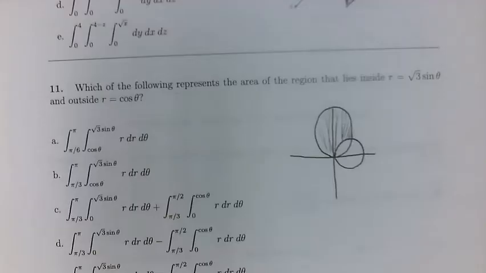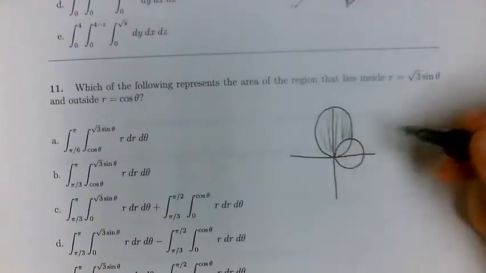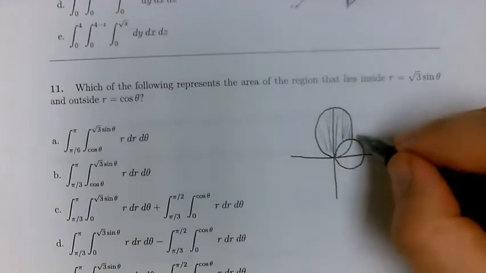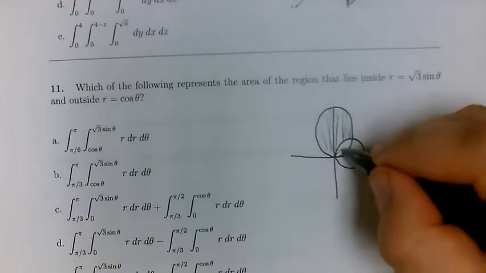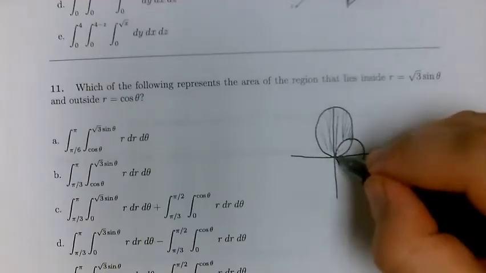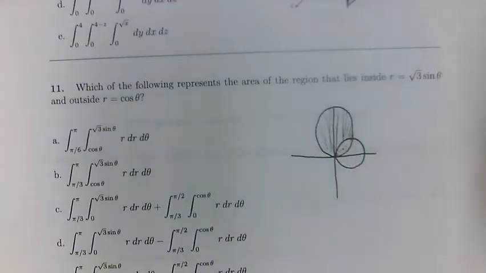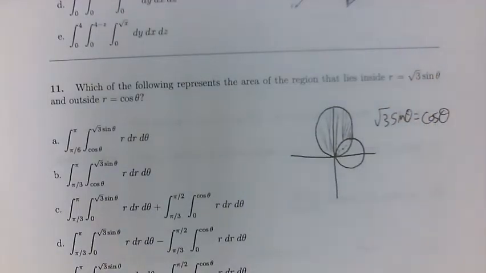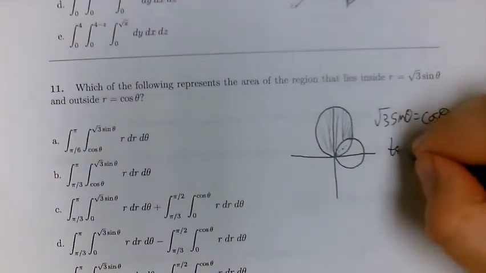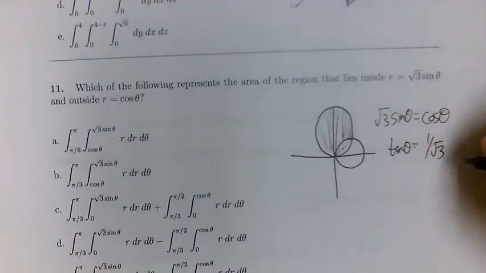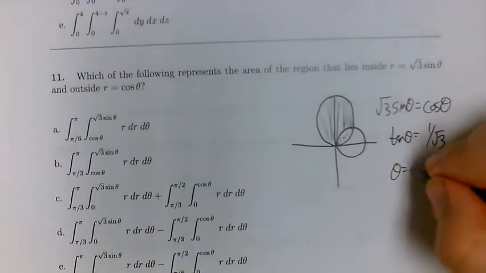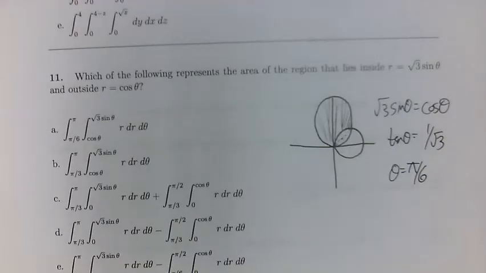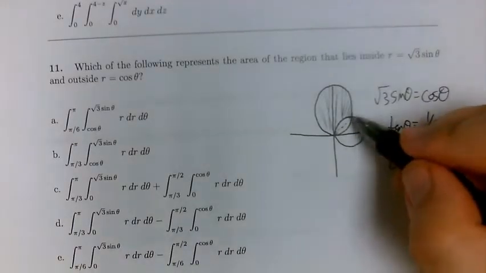All right, so how are we going to do that? Well, the way I always like to imagine polar areas is I like to kind of shoot laser beams from the origin out to where I want my area to be. So it seems like my area first starts at whatever this angle is, which seems to be where these two curves meet. We have root 3 sine of theta is cosine of theta. Let's see, that's tangent of theta is 1 over root 3. Oh, we've already talked about this earlier today. Theta is going to be pi over 6. So there's got to be something to do with pi over 6 in our answer here. So we start at pi over 6.